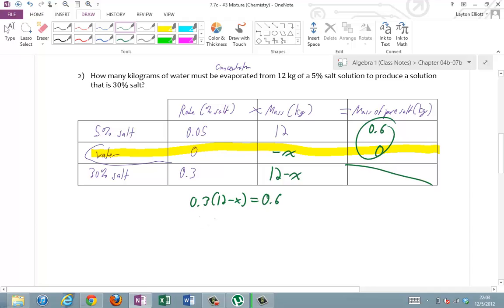Okay, 12 times 0.3 is 3.6, minus 0.3x is equal to 0.6. Subtract 3.6 from both sides, and I get negative 0.3x equals negative 3. And that would mean x is equal to 10. Question says, how much water must we let evaporate? We must evaporate 10 kilograms. And this is real. You just kind of leave it out there, you put it on a scale, and when it has lost 10 kilograms, you take it off.